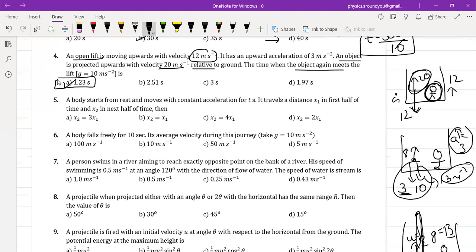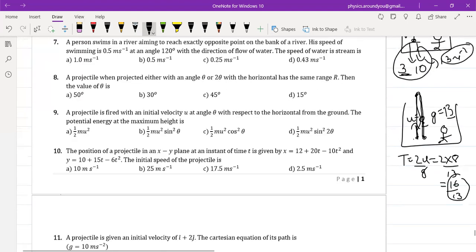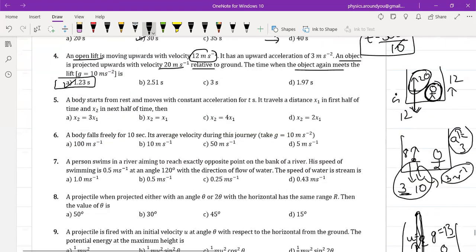I am inside the lift and I'm watching the stone. The stone has an initial velocity of 8 meter per second upward and an acceleration of 13 meter per second squared downward. And then I use this very famous formula, t equal to 2u by g, the time taken for the stone to go up and come back, where u is 8 and g is 13. I get around 1.23 seconds. That is question number 4.